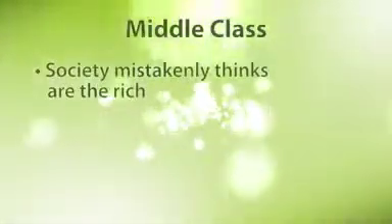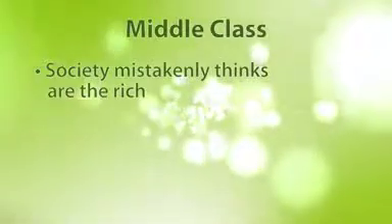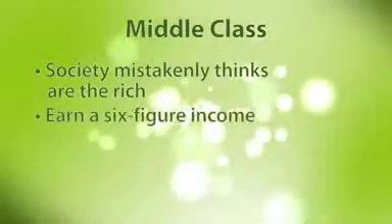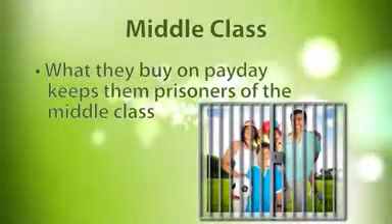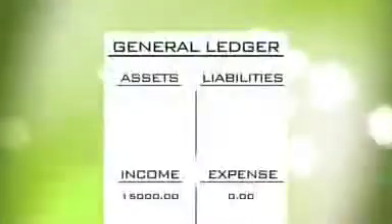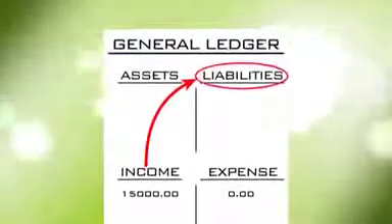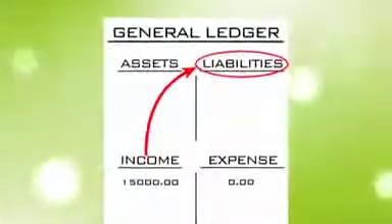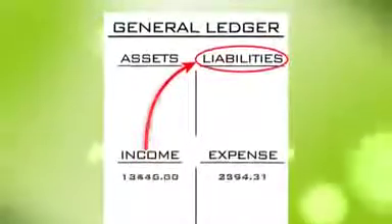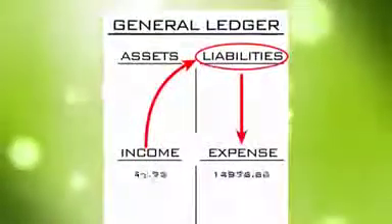Let's continue on and look at the middle class. The middle class is the group that society mistakenly thinks are the rich. They are not. Yes, they typically earn a six-figure income, but what they buy on payday keeps them prisoners of the middle class. What they buy on payday are liabilities. Remember the definition of a liability? Things that cost you? By buying liabilities, the money gets pushed up and out their expense column.